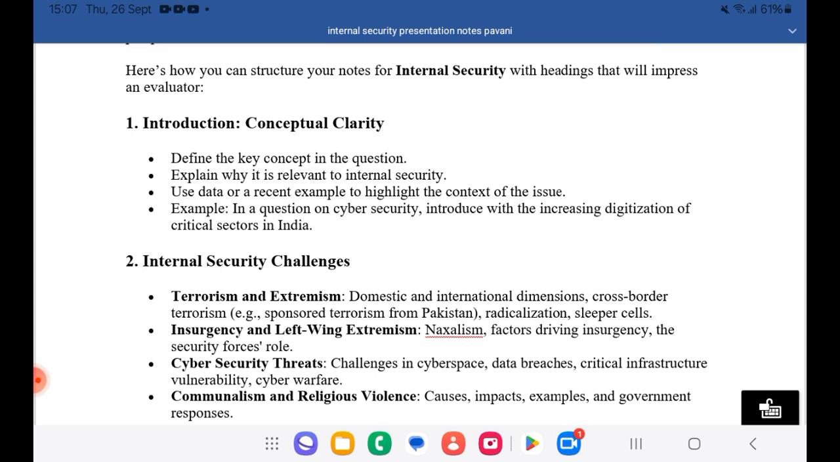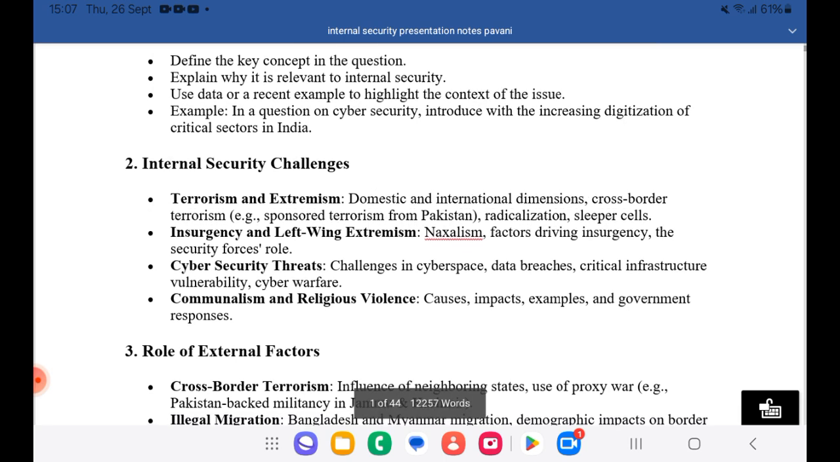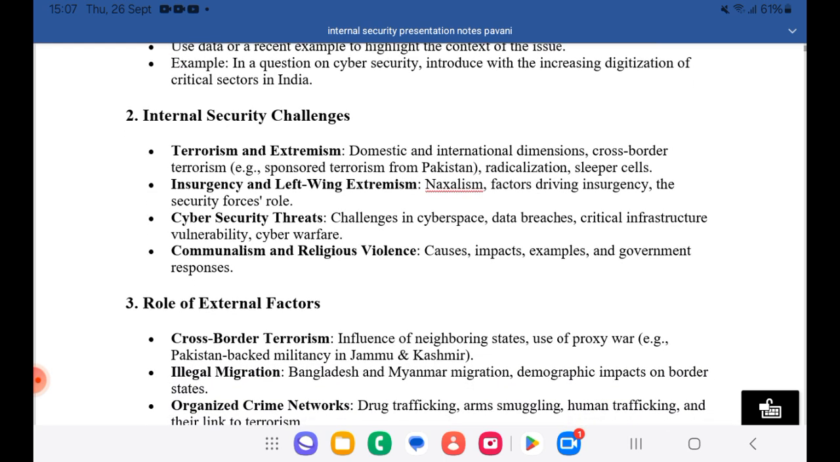Okay, so I'll go a little fast here because we already understood all these things. When we are making notes or answering questions, we should follow this pattern. First, we should have conceptual clarity. So we define what it is, then explain why it is relevant to internal security, and then give sufficient data to prove it. Apart from that, we'll now start with internal security challenges.